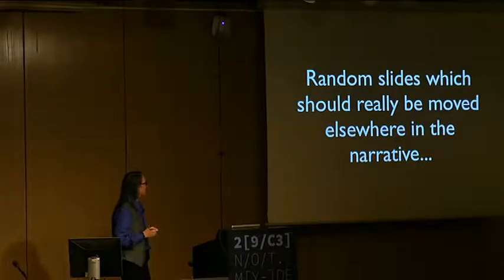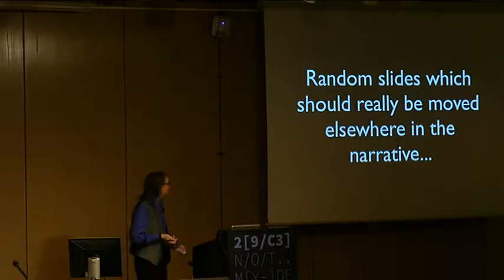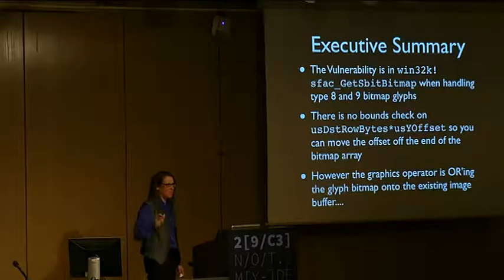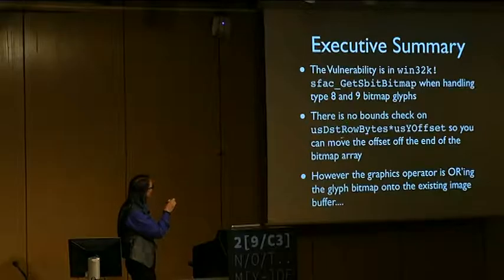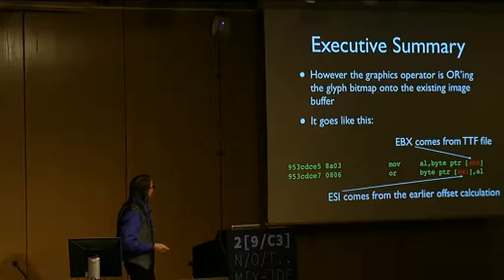So I should probably move these to the beginning of the slide deck, but like I said, it's a bit rough. I was just writing this. So the actual bug, if you do a patch diff, is in the get bitmap function for just type 8 and type 9 bitmaps or something. Anyway, it basically takes a number of rows and a y offset for the merging, and then ORs them together. And it's basically what I just told you a minute ago.